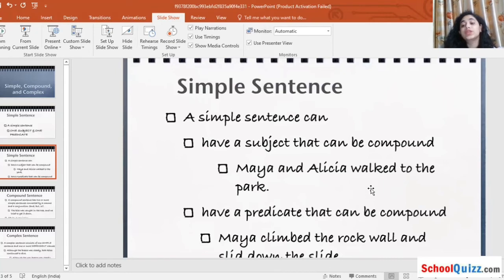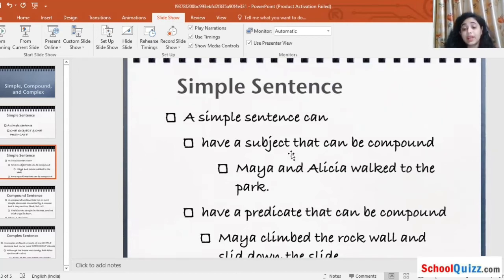A simple sentence can have a compound subject. Maya and Alicia walked to the park. Here, and is the word used for compound. But Maya and Alicia walked to the park is a simple sentence. It cannot be converted into a compound sentence, because the word and is not used to start a new clause. So that is not a compound sentence. This is a simple sentence.